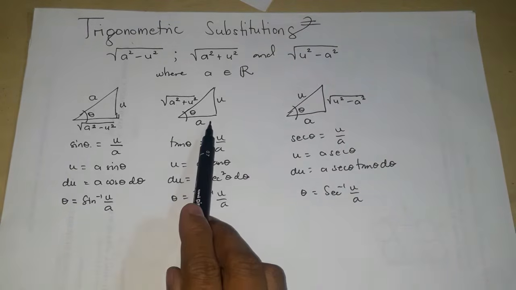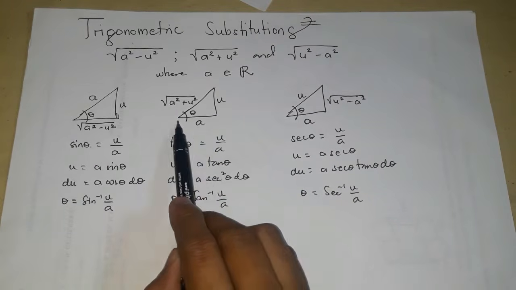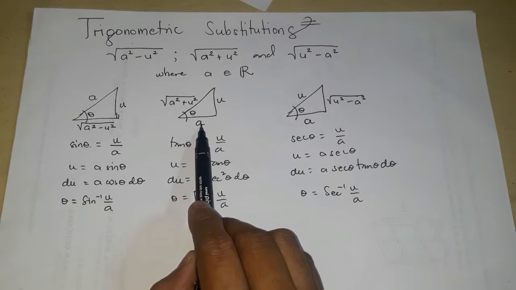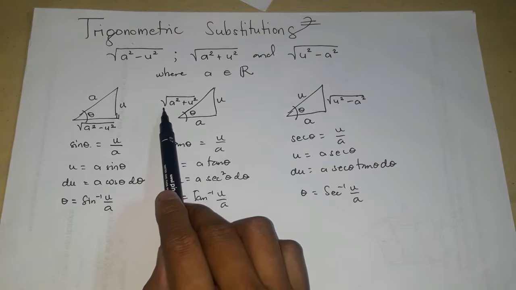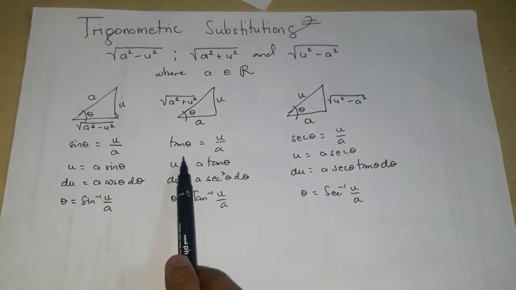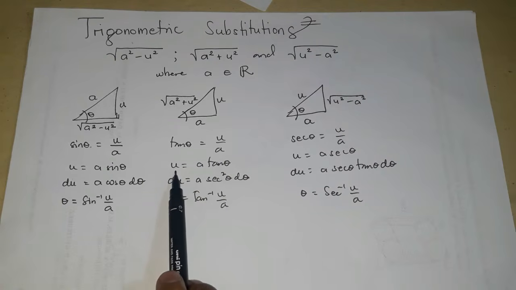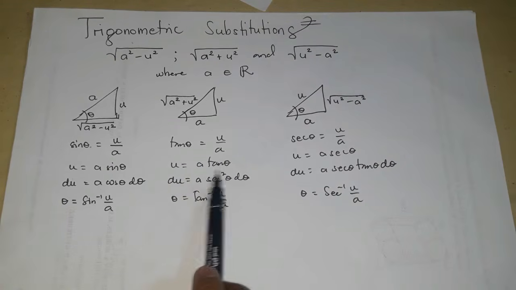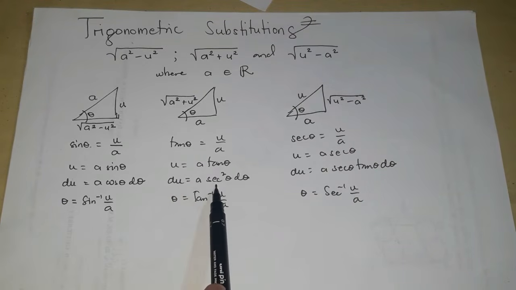And then for the second triangle, described by an opposite side equal to u and an adjacent side equal to a, again by the Pythagorean principle, the hypotenuse is equal to the square root of the square of the adjacent side plus the square of the opposite side. So it follows that tangent theta is equal to u over a, and u is equal to a tangent theta. Differentiating this equation, you have du equals a secant squared theta d theta, and theta is equal to arc tangent of u over a.